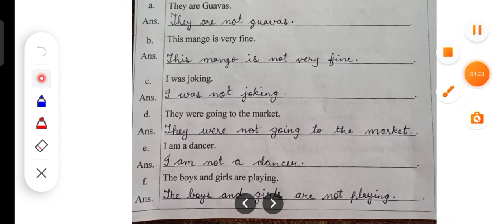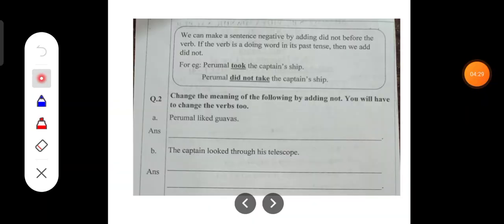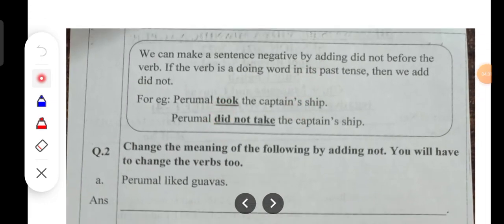Fine. Now let us proceed to the next question, question number 2. Now see this. It says, we can make a sentence negative by adding did not before the verb. If the verb is a doing word in its past tense, then we add did not.